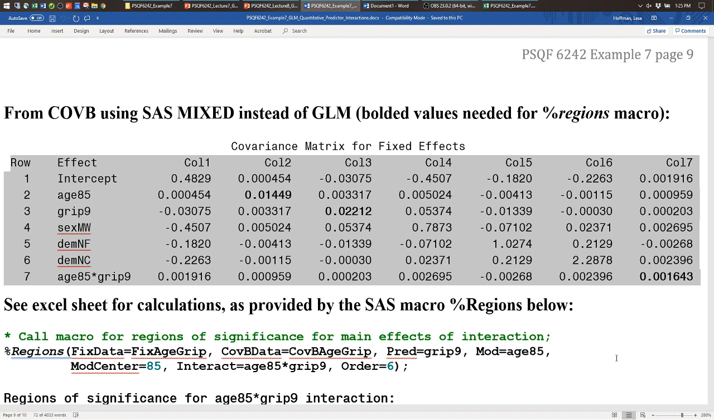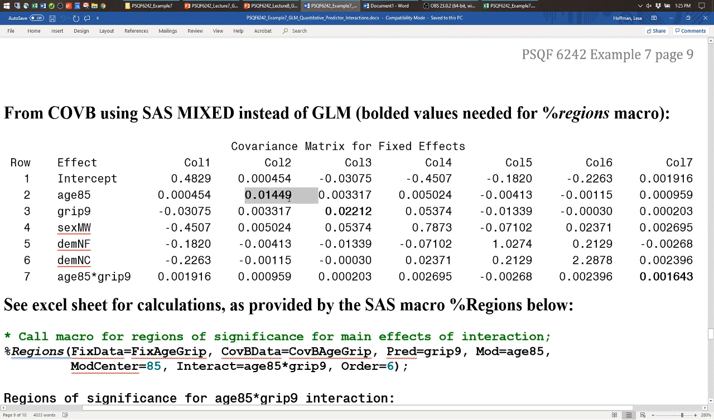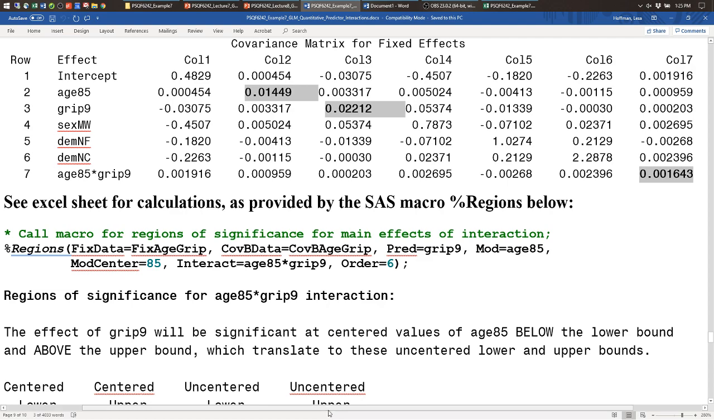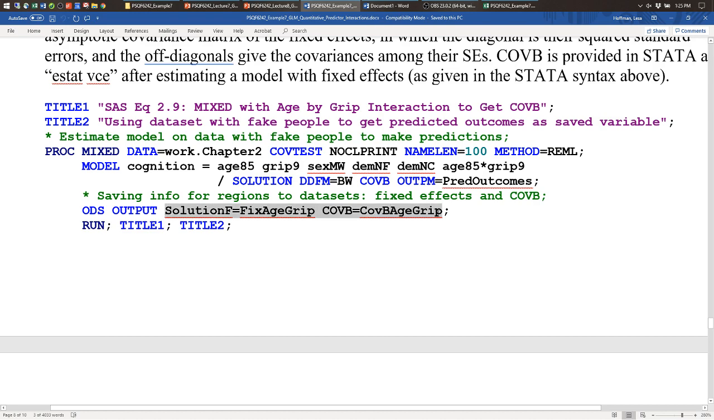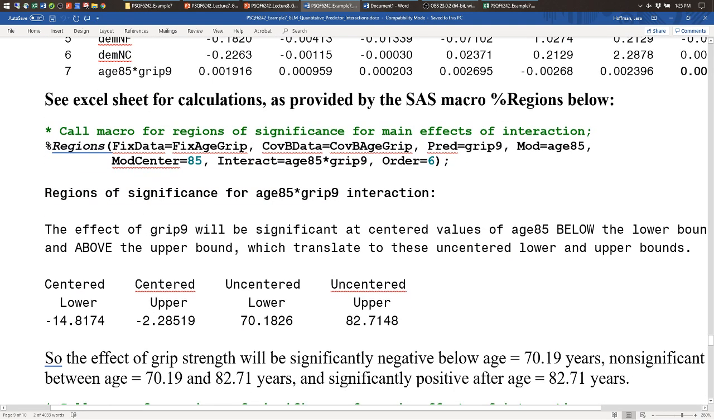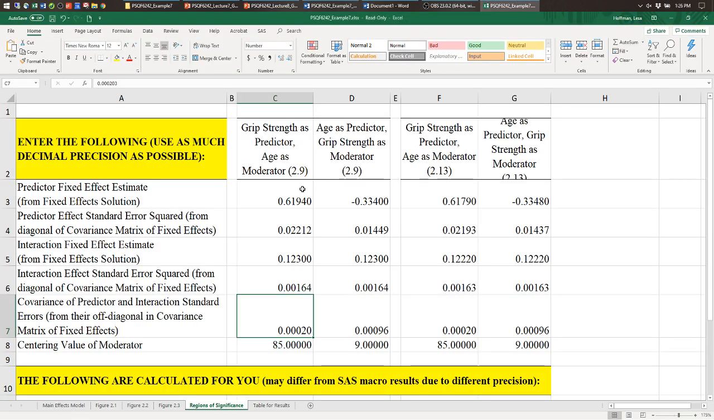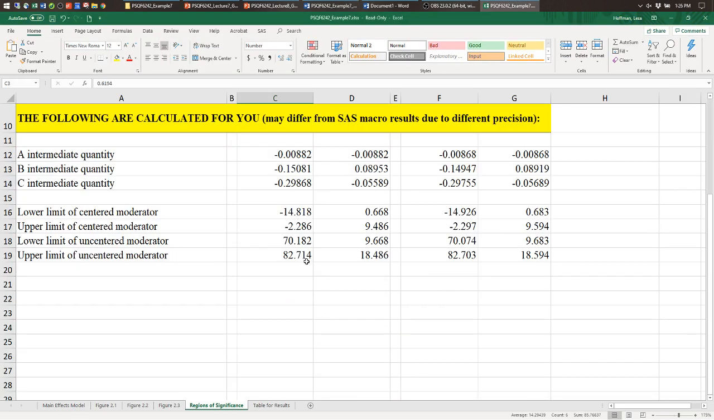On the diagonal is the standard error for each of your slopes or intercepts squared. And so the values that you need to be able to do regions of significance, you need the standard error squared for the predictors of interest, for the interaction term, and you also need the covariance between each predictor and the interaction term. I don't think I highlighted those, but they should be in here. So if you use the macro that I wrote in SAS, it asks you to save different pieces of data sets to be able to use this, and it spits out these numbers. Otherwise, you can put the numbers in here, and it spits out the numbers in the bottom.